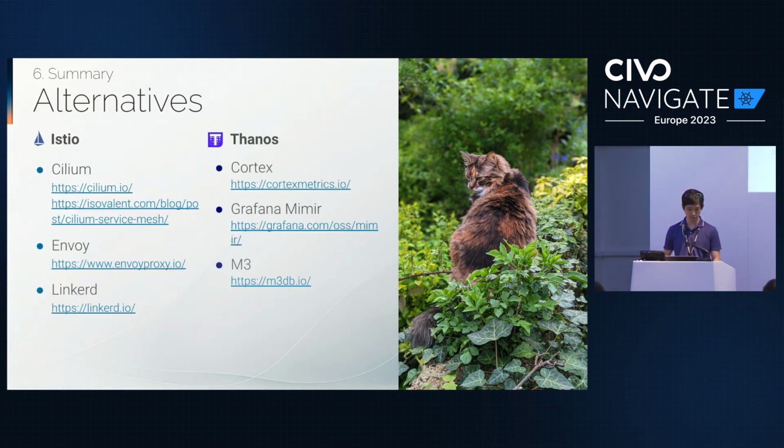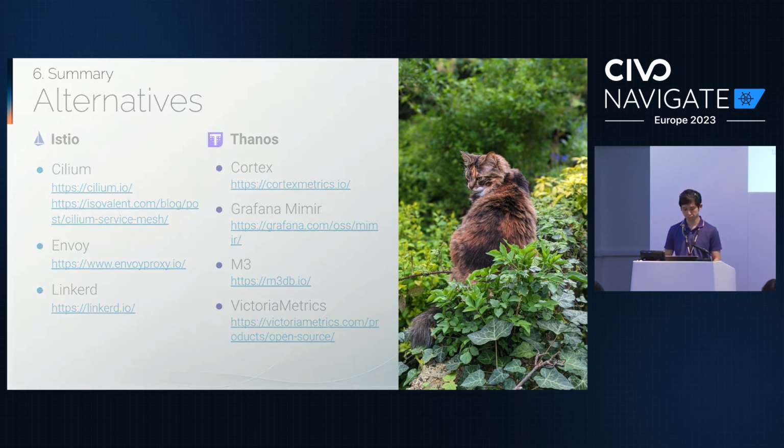And it is worth noting that Istio is not the only solution. Thanos is definitely not the only solution. There are also Cilium, Envoy, and other tools available. On the Thanos side, we actually used Thanos at Appsider, but we have moved on to Grafana Mimir for our use cases. It just made more sense for us. But all of them are definitely very capable.